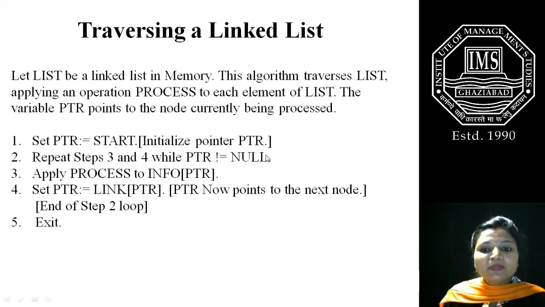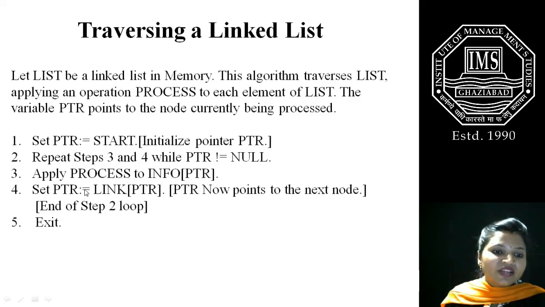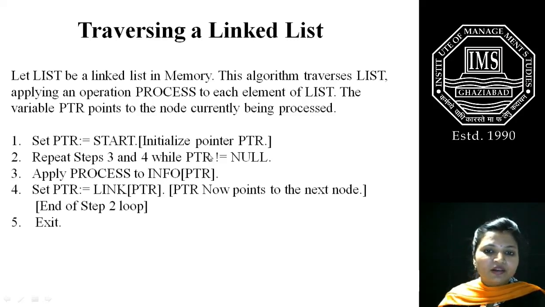Here null is representing that this is the last node in the list. So since PTR is containing the address of the next node, if the address of the next node is not equal to null, we will continue this 3rd and 4th step. So we apply the process to the information part of the PTR, means the value present at the address PTR. When we apply the process, we will change the value of PTR to the address of the next node. Means PTR becomes equal to the link of PTR. So we will repeat this process until PTR is equal to null.